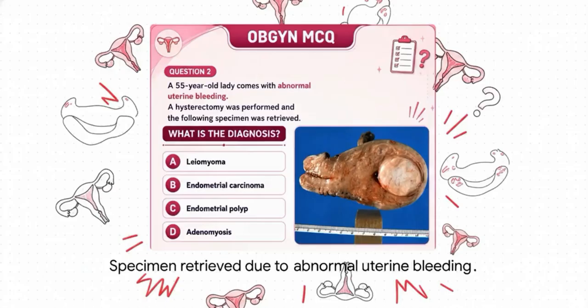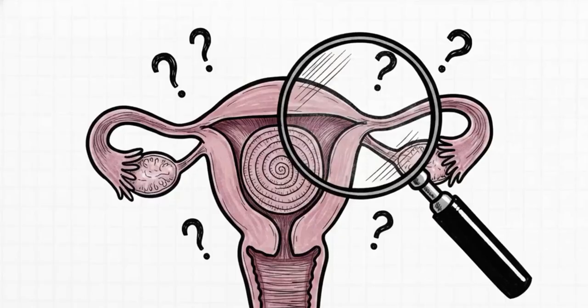Take a look at this gross pathology specimen retrieved from a 55-year-old lady. Unlike our previous asymptomatic patient, this woman came in with severe abnormal uterine bleeding. Her symptoms were so significant that she ended up needing a hysterectomy. Let's evaluate the visual evidence. I want you to really focus your attention on the gross pathology of the specimen. Do you see that large, distinct, round, whitish mass sitting right there within the tissue wall? Based on just that visual evidence, what's the diagnosis?